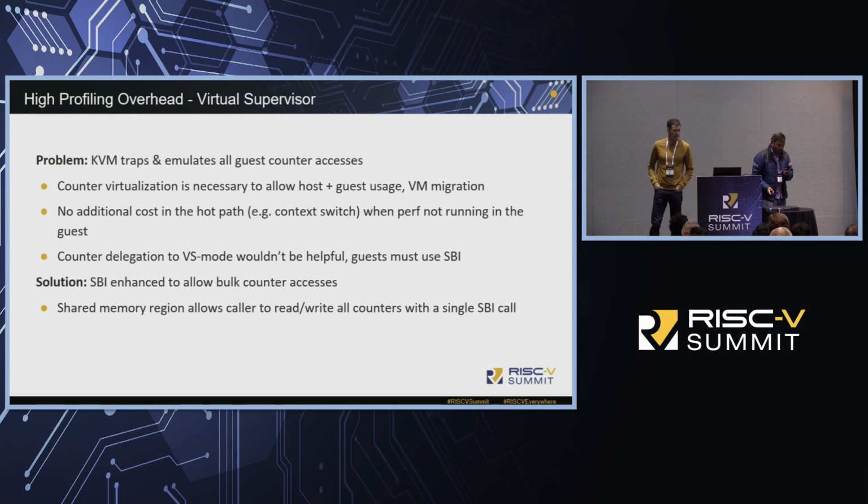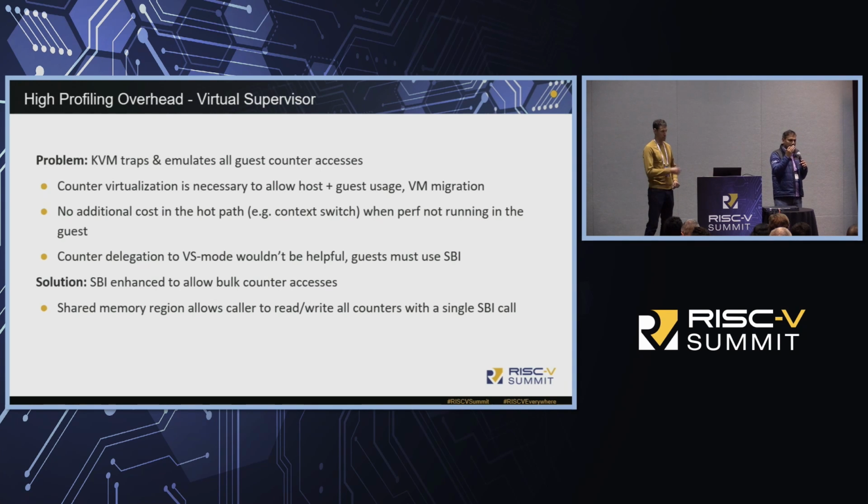Thanks, Beeman. So looking at the high profiling overhead, the other area where profiling really costs us is when you run perf inside a guest. When you run perf inside a guest, especially with a hypervisor like KVM, we rely on counter virtualization to enable easy VM migrations and also simultaneous use of the counters both by the guest and host, because KVM running in the host also has user space that can leverage perf.